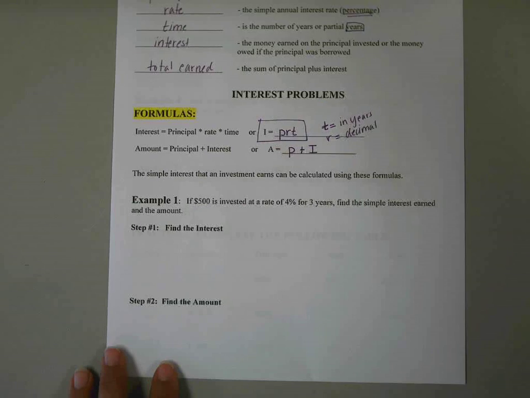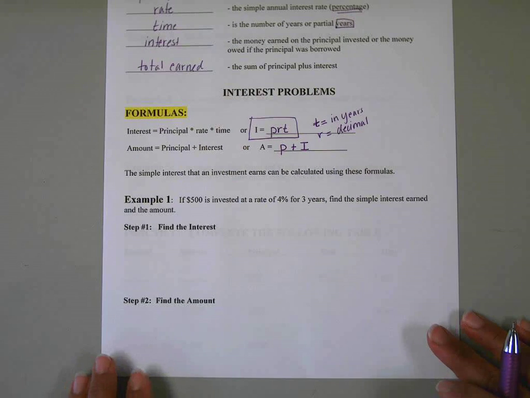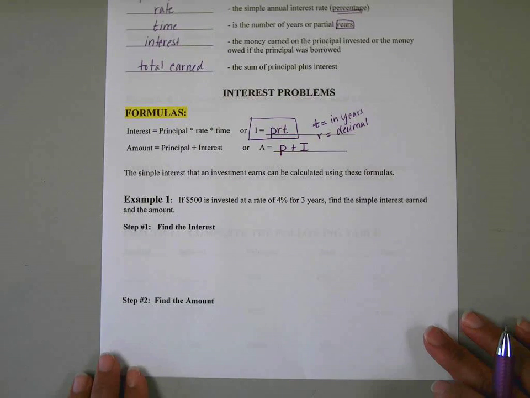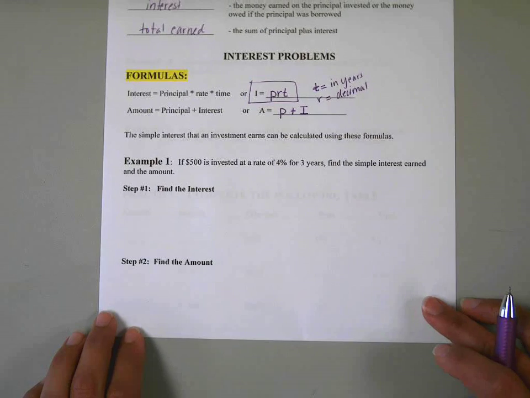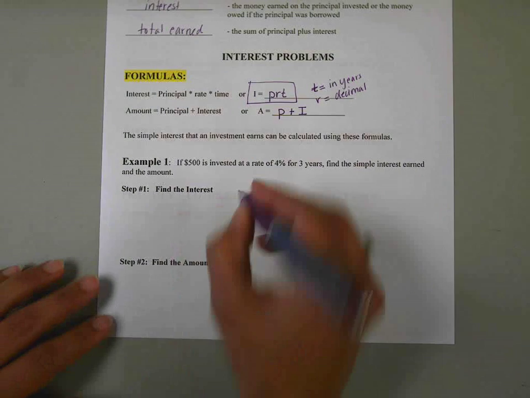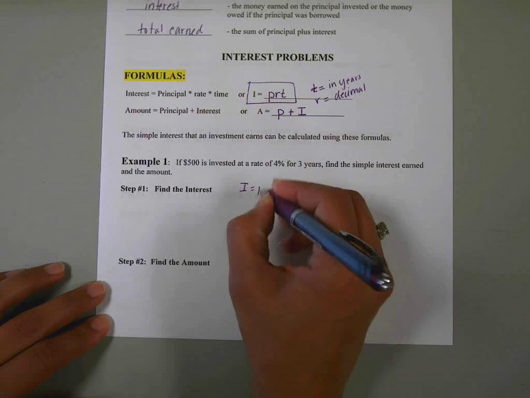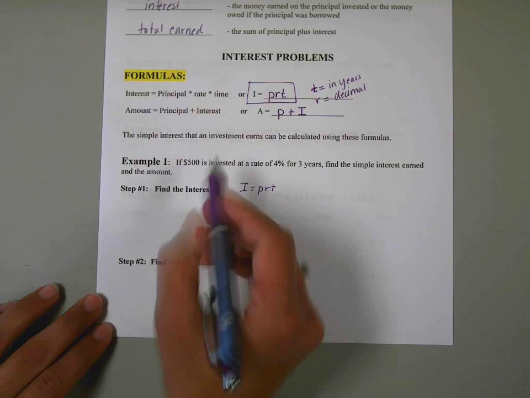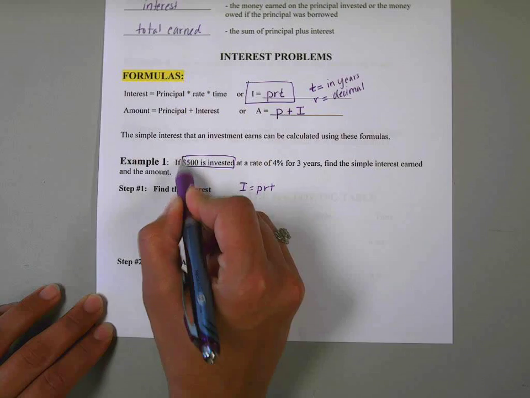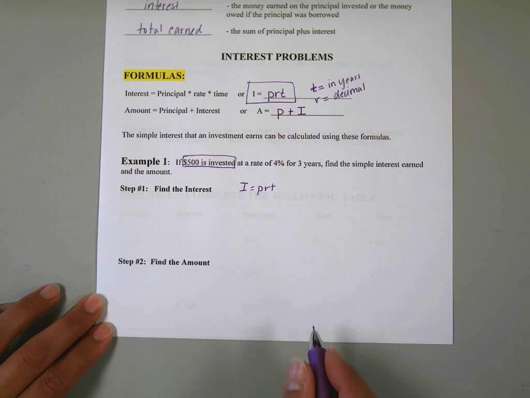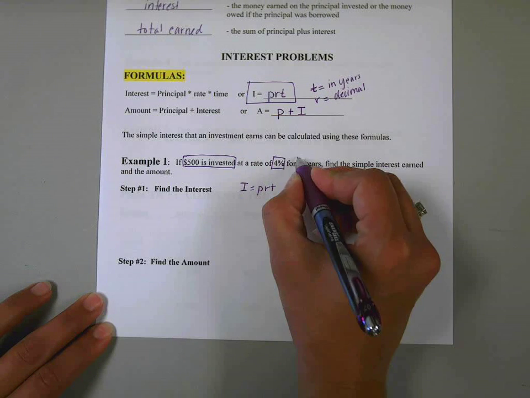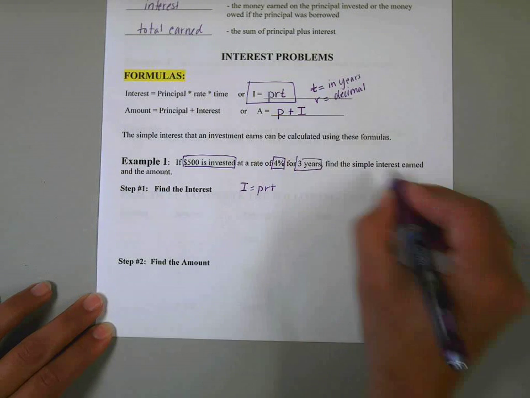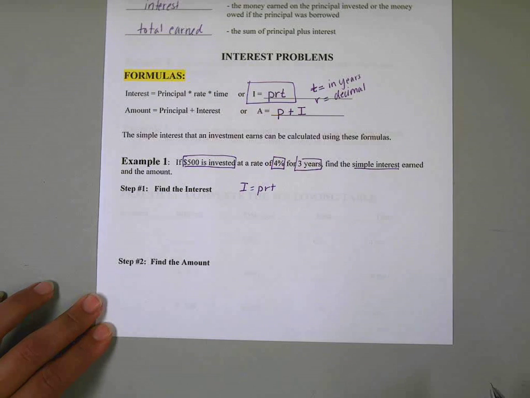So our first example: $500 invested at a rate of 4% for 3 years, find the simple interest earned and the amount. So let's first start with the interest. So our formula is I equals PRT. And we are going to fill in what we know from this equation. So 500 is invested. Remember, money that is invested or borrowed is our principal. We have a rate of 4% and a time of 3 years, and we're finding the simple interest earned.